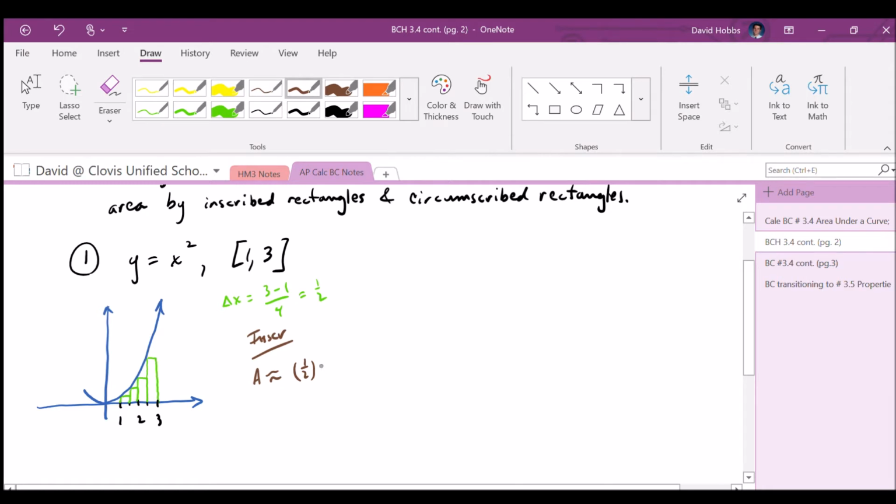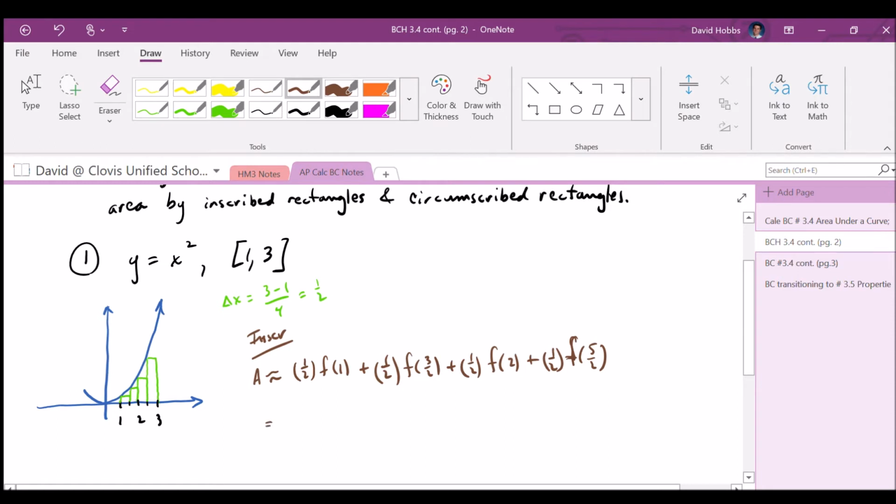So I did f of 1, and I've got 1/2 times f of 3/2, plus 1/2 times f of 2, and then 1/2 times f of 5/2. Okay, what now? When do I stop? How do I know when to stop? Well, I have 4 of them, and I'm using the left-hand side for each one of these. So 1, 3/2, 2, 5/2, that's all of them.